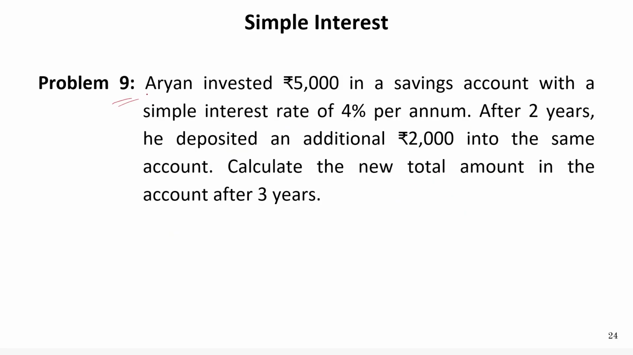So let's see problem number 9. So Aryan invested what? 5,000, okay, in a savings account with a simple interest of 4% per annum.